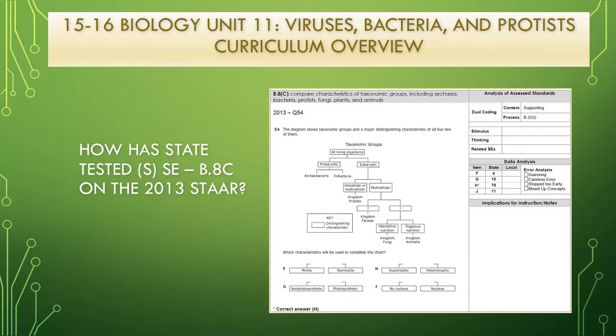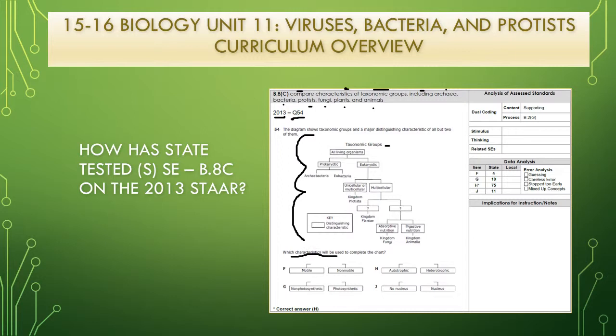Okay, looking at question Q54 from the 2013 release assessment. The students have a diagram. They're using processing skills, and they have to look at this diagram and understand the flow of the diagram. And we're looking at the taxonomic groups. And so if you look back at the SE, it says to compare characteristics of taxonomic groups, including, so this is telling you exactly how it's going to be assessed, including archaea, bacteria, protists, fungi, plants, and animals.